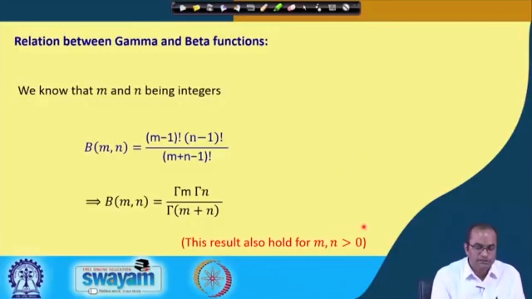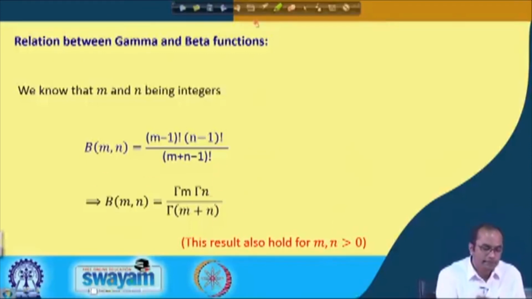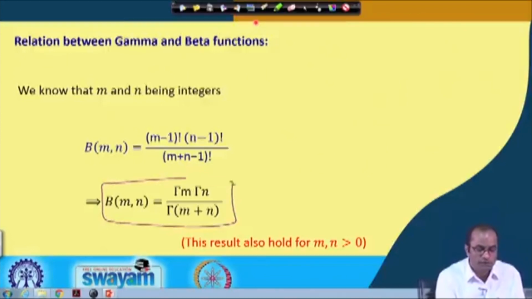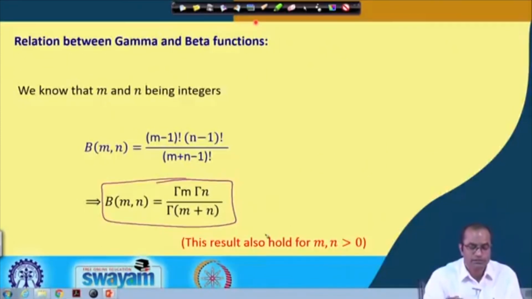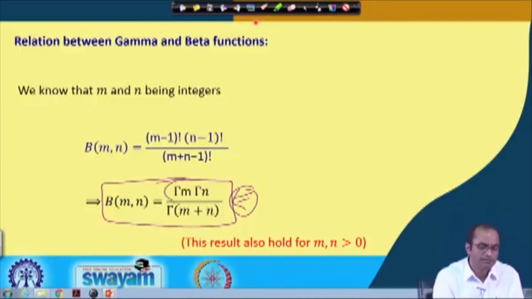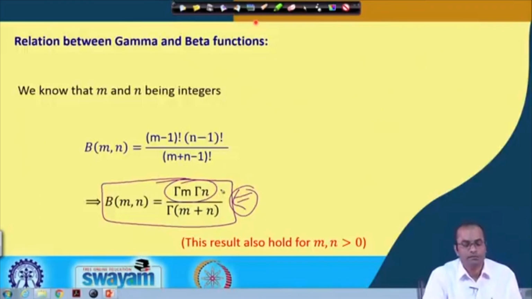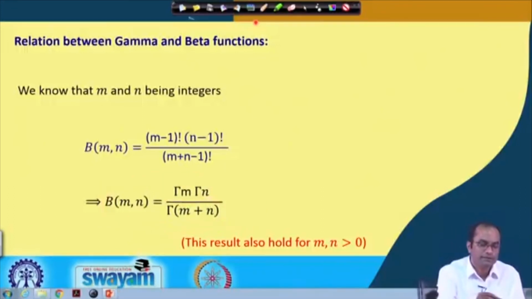And what is interesting, which we are not showing here, is that this result also holds when m and n are not integers. They are just positive numbers. In that case also this result holds, because gamma is naturally defined for non integer values as well. So, beta m n is defined as gamma m gamma n over gamma m plus n.